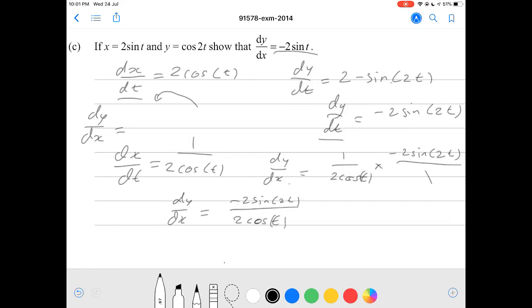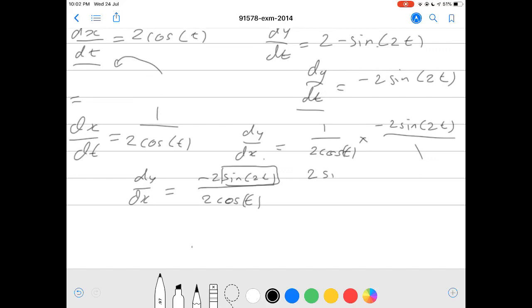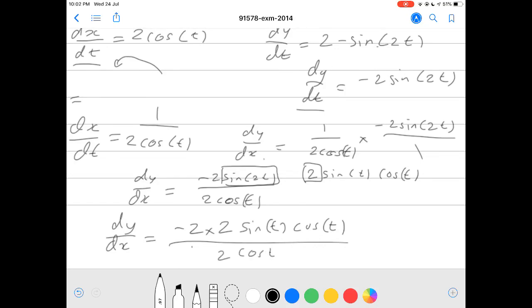Alright, so now we need to prove that it's equal to negative 2 sine of t. One thing we do know is that sine of 2t can be rewritten as 2 sine t cos t, okay? So we can rewrite this part of the equation, and we're going to replace sine 2t with 2 sine t cos t. So our new dy over dx will become negative 2 times 2 sine t cos t. And then we're going to keep the denominator the same, so 2 cos of t.